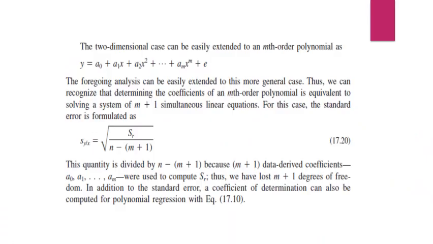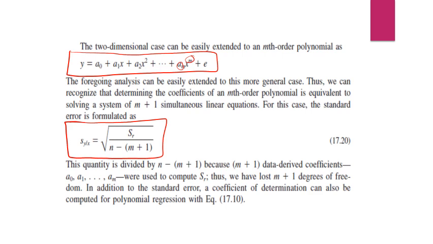So you will have a0 plus a1x plus a2x squared plus and so on until amx to the power of m, so it is an m-th order polynomial. Depending on the m-th order polynomial, we have x to the power of 3, x to the power of 4, x to the power of 5. And then for the standard error, how do we calculate it? The same as before, the same as multiple regression: Sy/x equals the square root of Sr over n minus (m plus 1).